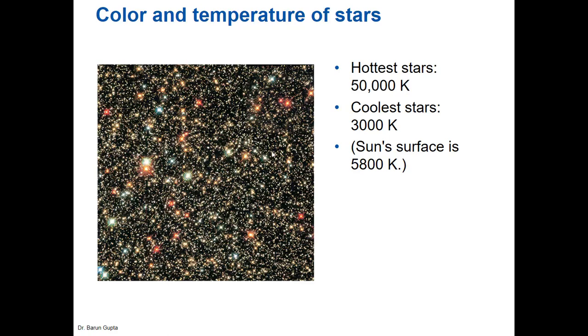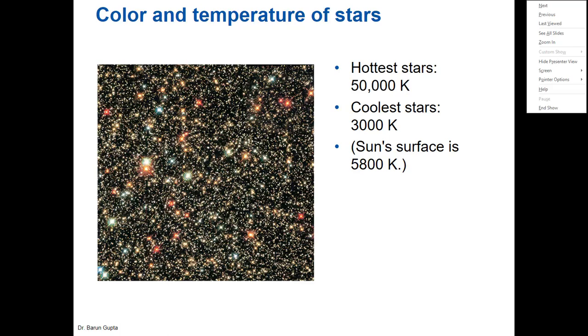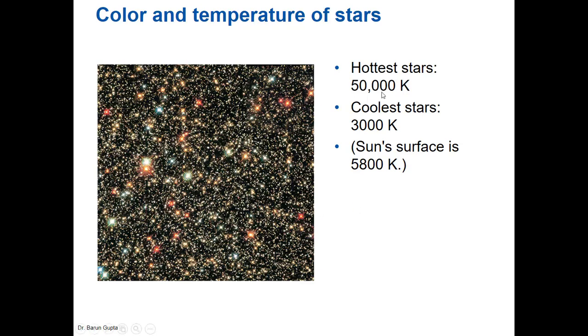But the one thing I would like you to know, to point out, is to see the differences in the colors. You see almost all types of colors: the red, the blue, the white, yellow, all sorts of colors. So the color of the star tells you the temperature. The hottest stars have a temperature of about 50,000 Kelvin.